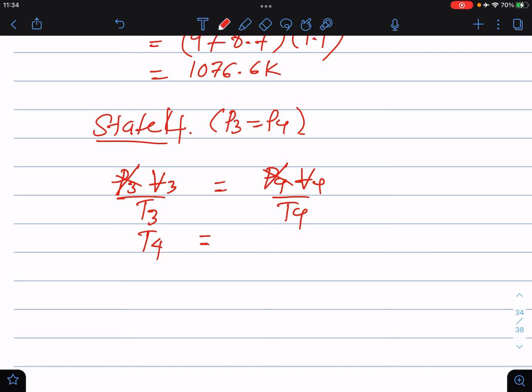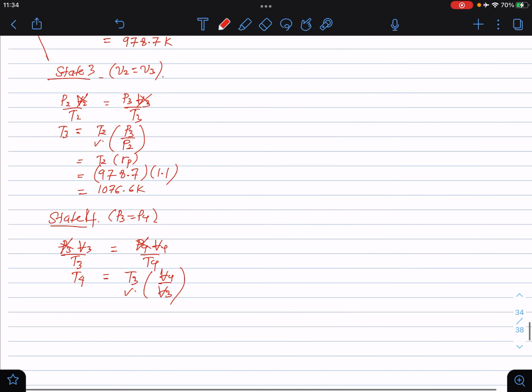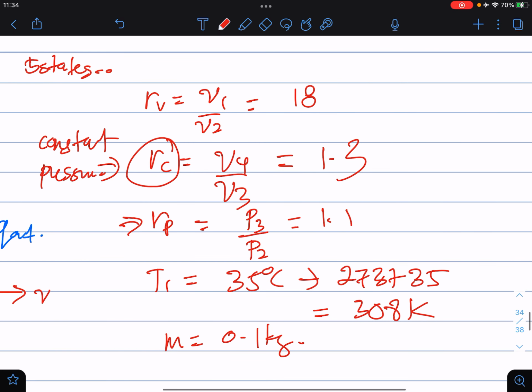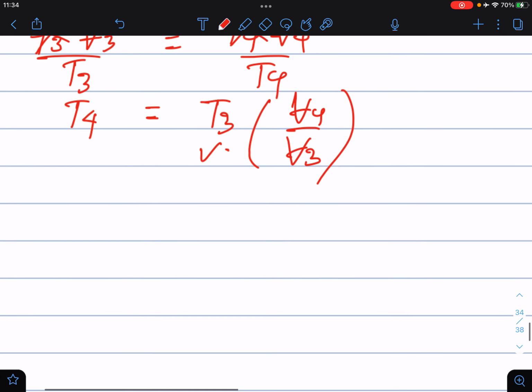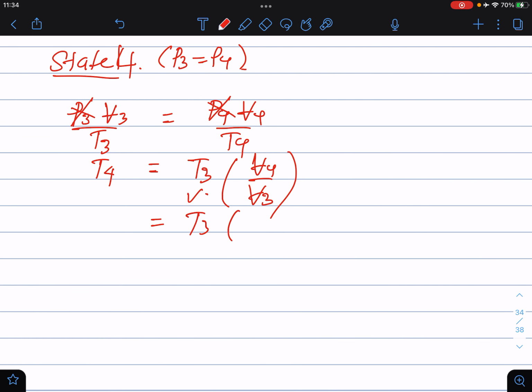So we rearrange back T3 times V4 over V3, right? Okay, is that correct? T3 V4 over V3, right? So we do have T3, how about V4 over V3? Okay, that is your cutoff ratio, which is 1.3. Okay, so it doesn't matter if that is a small V or big V, because this is the ratio, it will produce the same answer. So T3 multiply with your cutoff ratio RC.